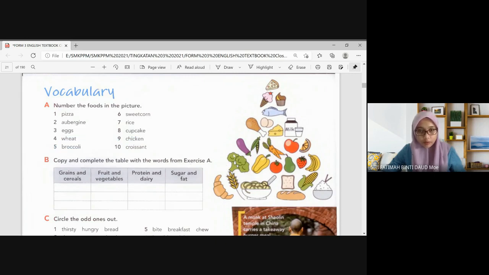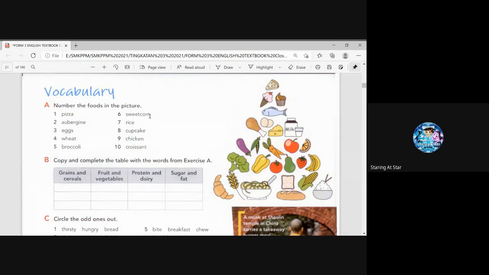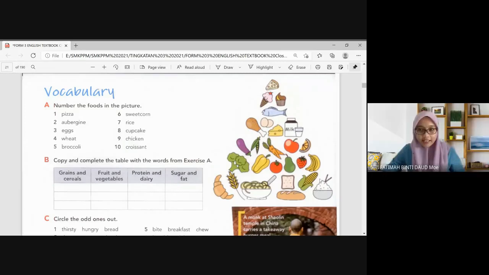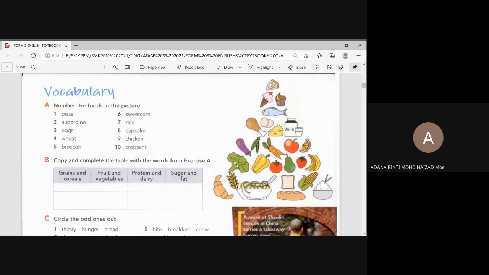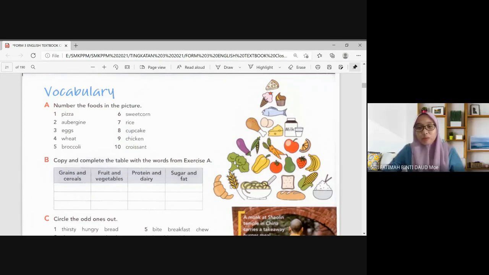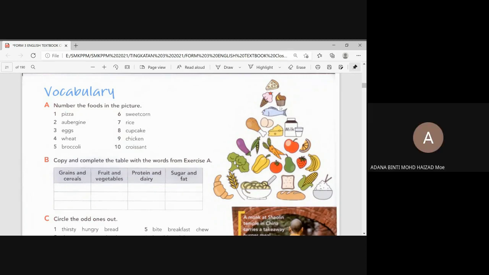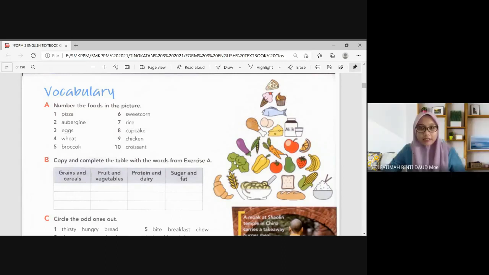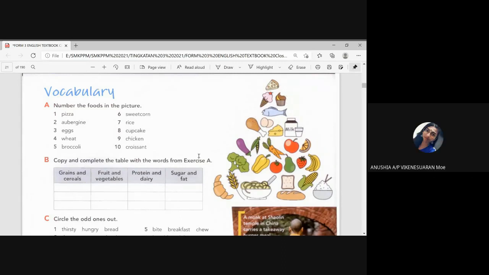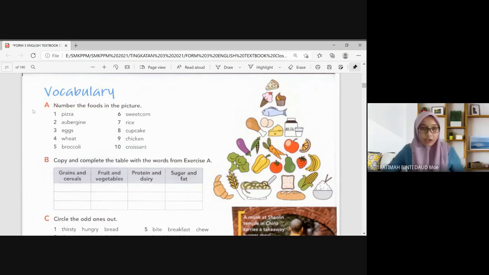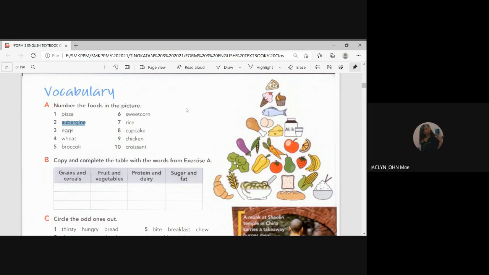Okay, broccoli. Yeah, I hope you all know which one is broccoli. Of course, broccoli is tree. Sweet corn. Okay, rice here. Are rice and wheat the same thing or not? They are not the same thing, but yes, rice come from wheat. Okay, cupcake, chicken, and croissant. Yes, you all know this, right? Croissant. So aubergine is something like eggplant.